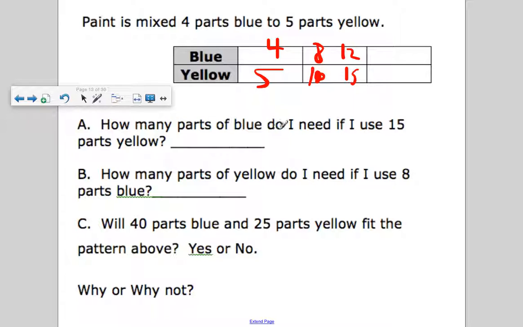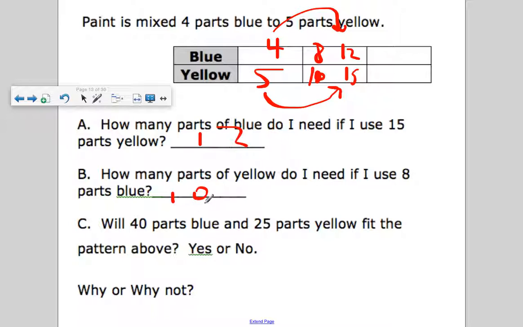How many parts of blue do I need if I use 15 parts yellow? Oh, I kind of already did it right here. 12 blue. What if you don't like making tables? What scale factor could I multiply? I could have multiplied by the scale factor of 3. 4 times 3 is 12, so it's 12. How many parts of yellow do I need if I use 8 parts of blue? Oh, 10.